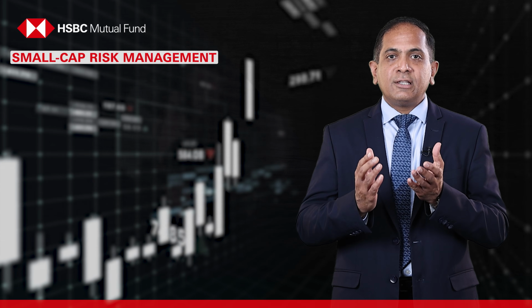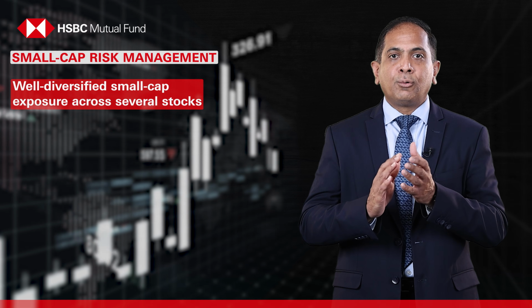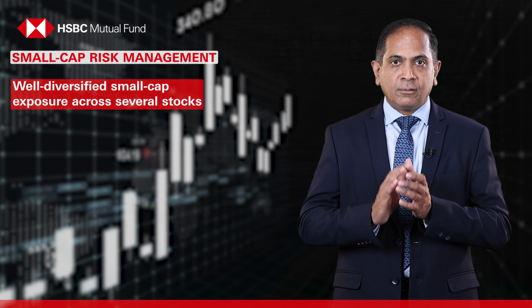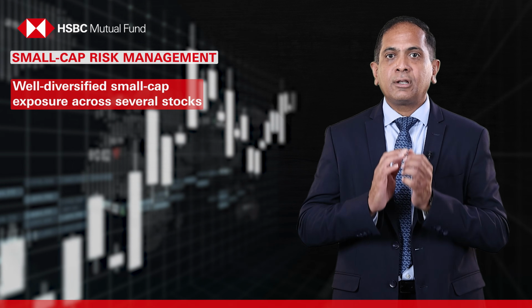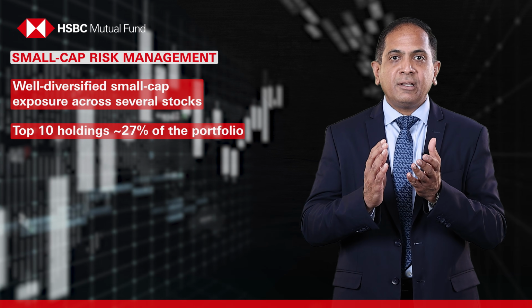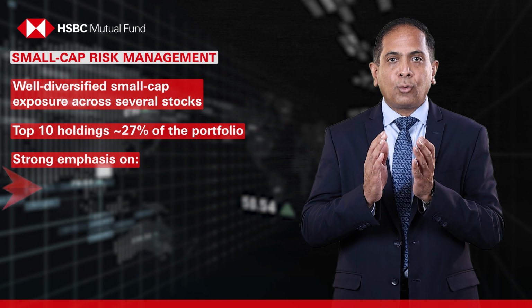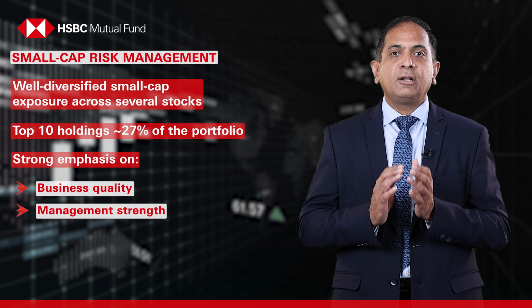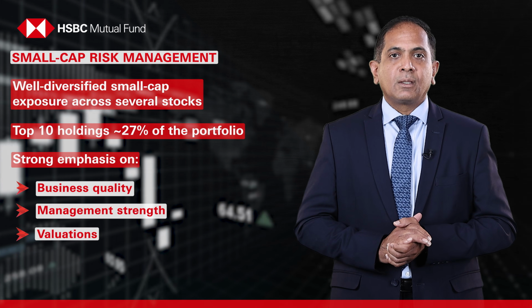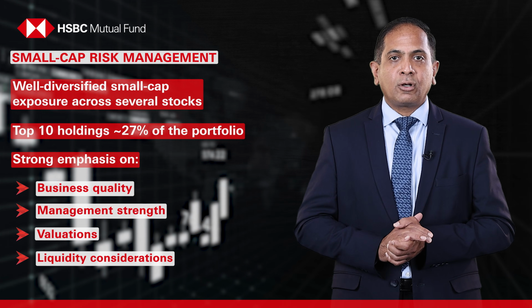The portfolio is fairly diversified with the exposure to small caps spread over several stocks. This is largely to reduce the volatility. The top 10 stocks have a weight of only about 27%. While picking stocks, there is a focus on quality of business, strong management, and valuation. Liquidity is another factor that is considered while looking at small cap names.